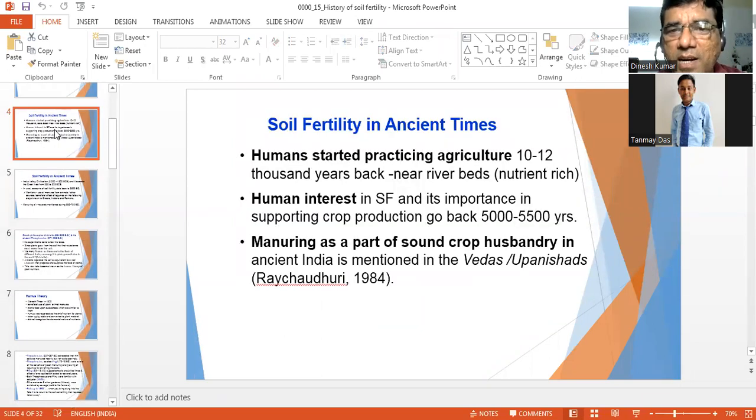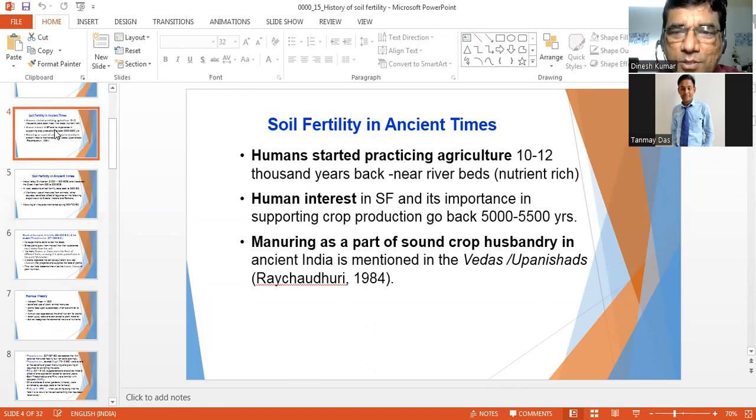Now, humans started practicing agriculture a really very long time ago. If you know human history, how they lived in jungles and how they spent their initial days in the development of the human race, then 10 to 12,000 years back, settlements started near the riverbeds. Why did they start settlements near the riverbeds? Because they were nutrient rich, and they knew the value of nutrients even at that time.